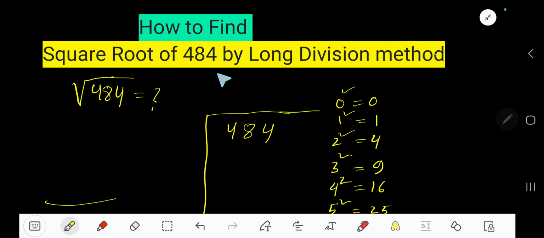How to find the square root of 484 by the long division method. First, make pairs from right-hand side to left-hand side. This is your first pair, this is your second pair. Okay, now target this first pair.